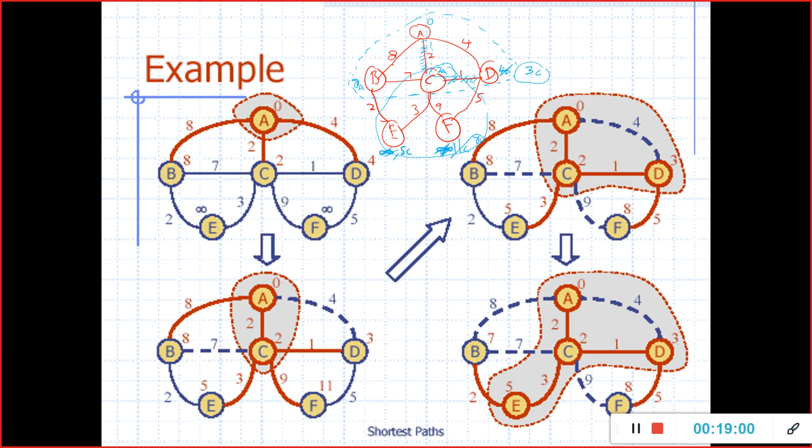So you have 8, 5, and 8. Of course you will select 5 because this is smaller. And you do the same whole process again. Like E, E to B is 5 plus 2 is 7. 7 is lower or bigger than 8?